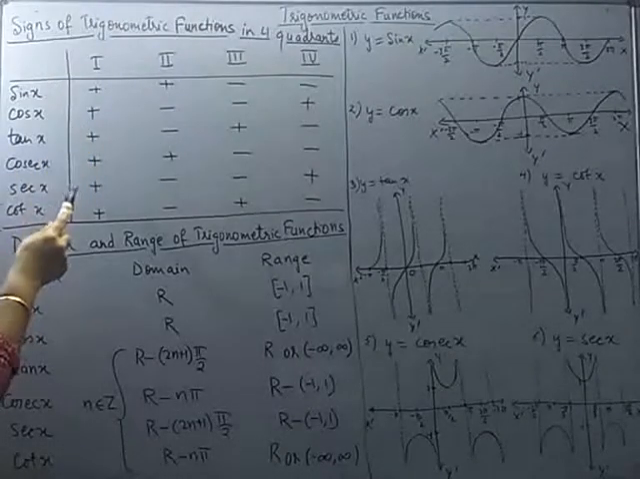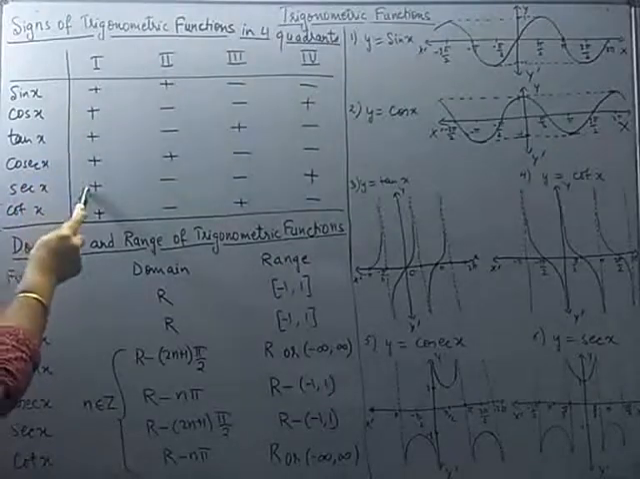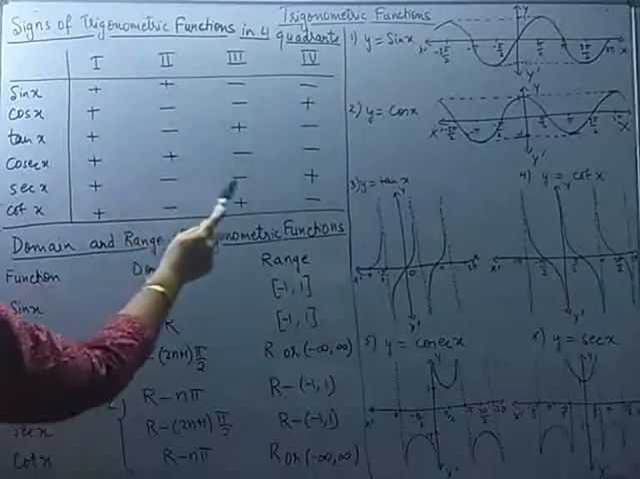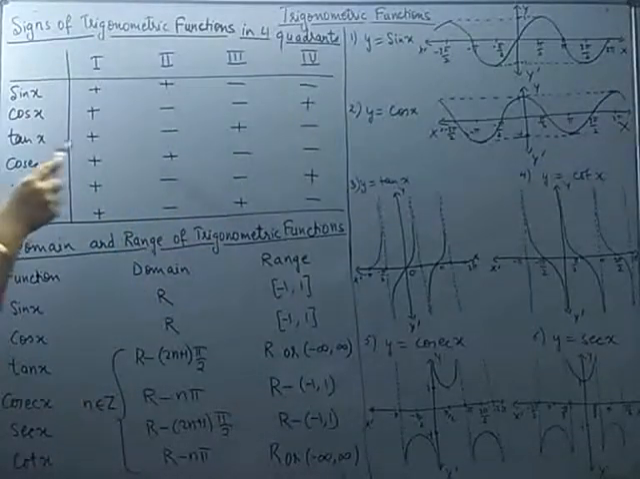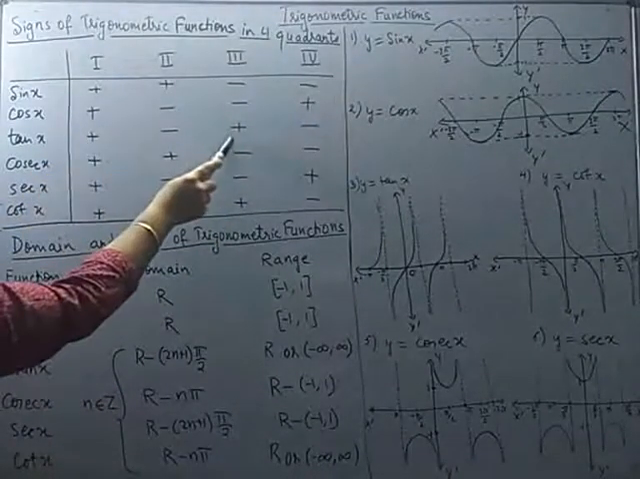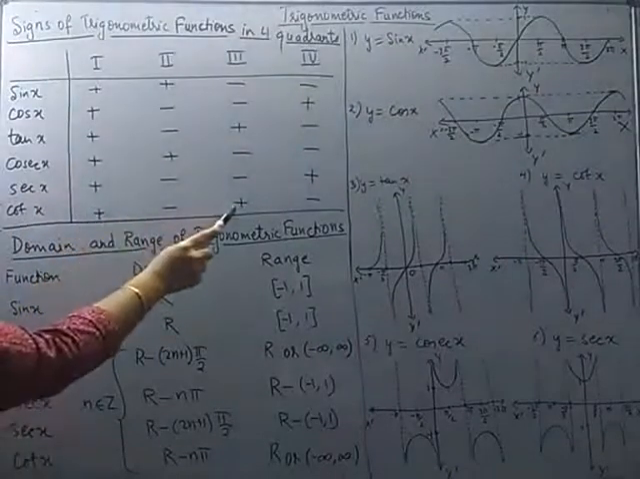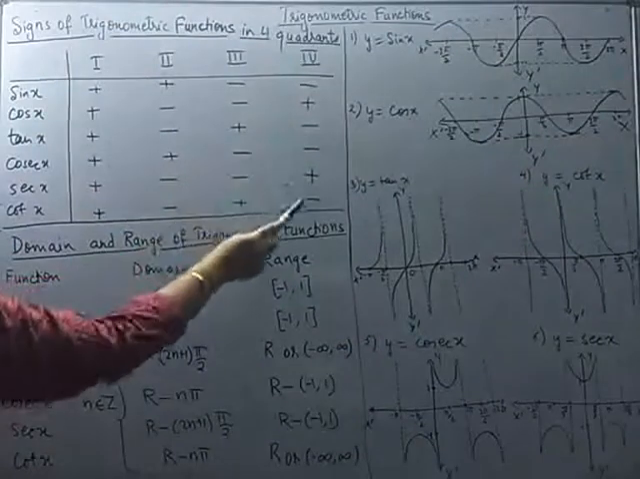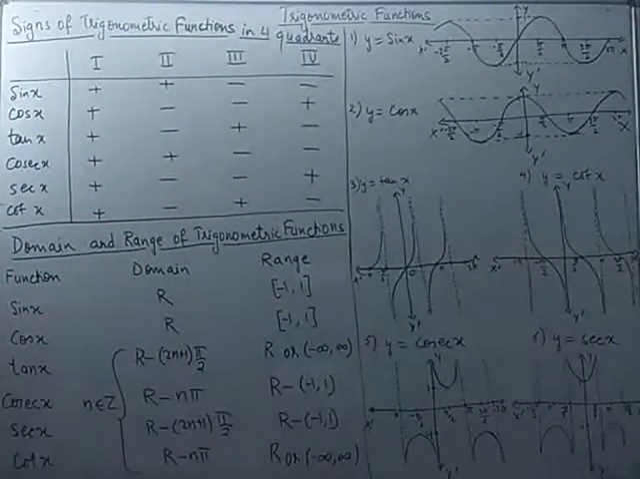Now cos and sec will be positive in the first and the fourth quadrant. In the second and third they both are negative. Tan x is positive in the first and third. In the same way cot is positive in the first and third. In the remaining two quadrants, second and fourth, they both are negative.